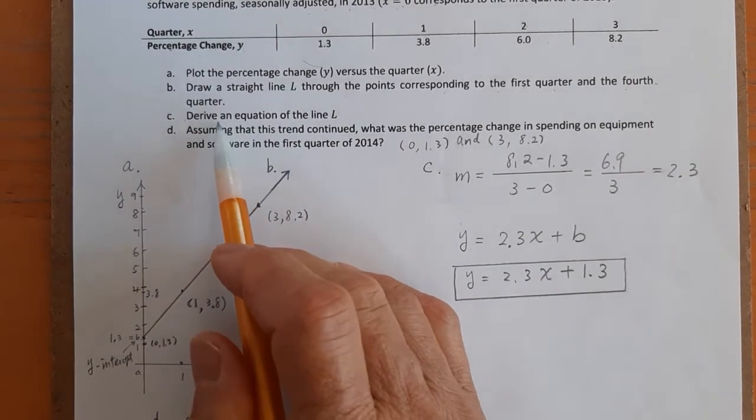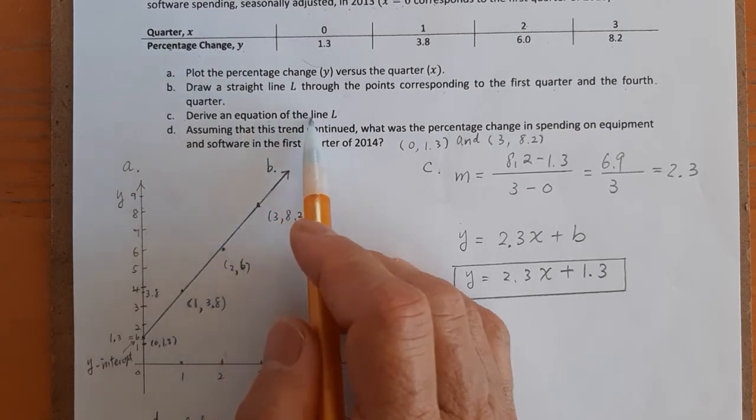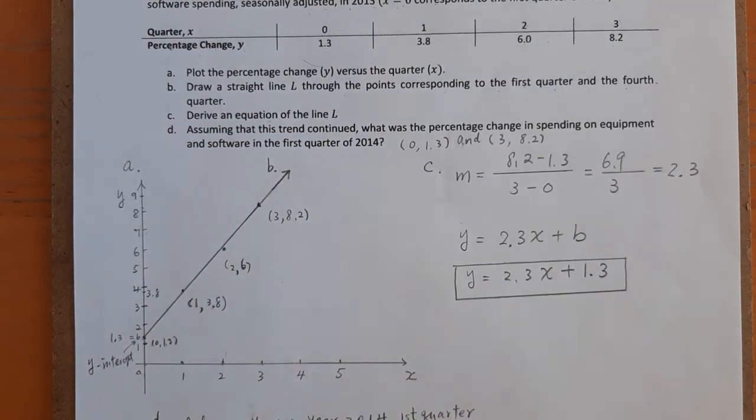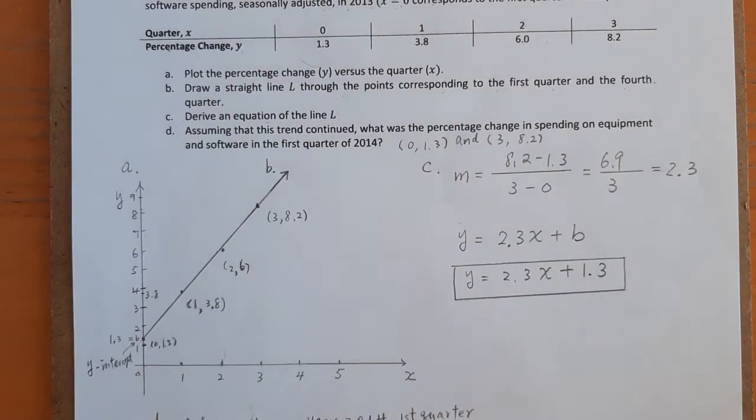And derive an equation of the line. First of all, we need to find the slope, then plug into slope-intercept form. We already have the y-intercept: when x equals 0, y is 1.3, so b is 1.3. Then we need to figure out the slope.